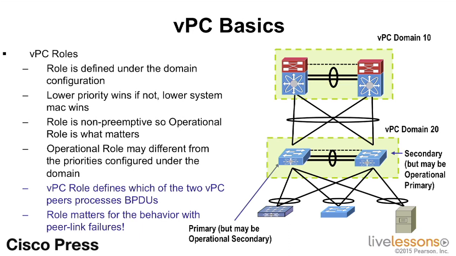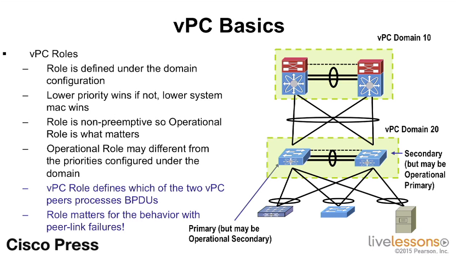So you must pay attention when you're looking at the status of the VPC switches for not only which one is primary or secondary, but which one is operational primary and which one is operational secondary. In some of the output, if you don't see the words operational primary or operational secondary, you don't have to worry that it doesn't exist. It's just because there hasn't been a failure that's affected failover of VPC on the network.